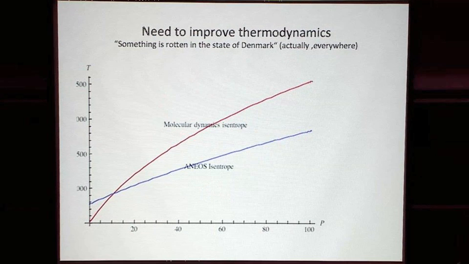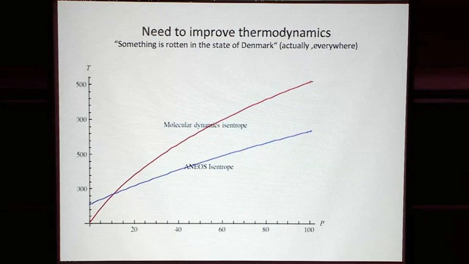You see that it is much steeper. I'm sorry, part of the scale is lost, but this is temperature as a function of pressure in GPa. So this is extending through the metal. This must be, I think, 3,000. Yeah. And you can see that the isentrope is considerably steeper.